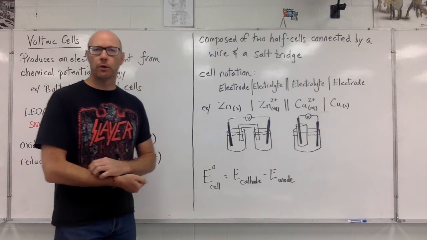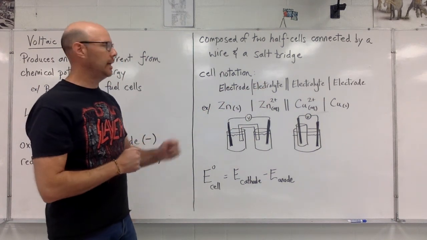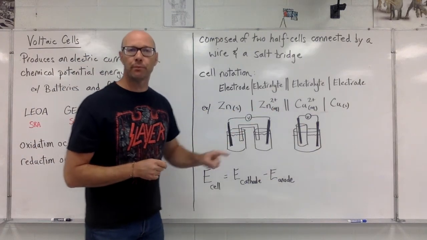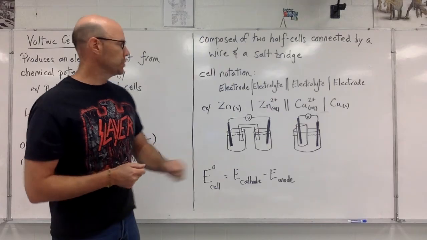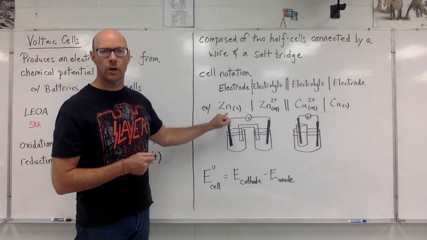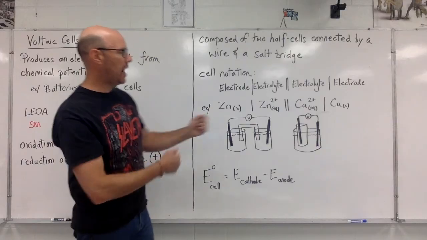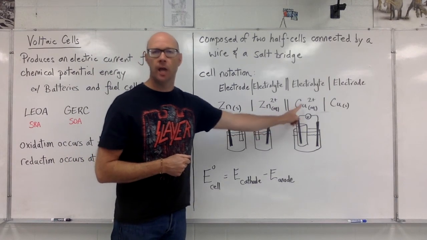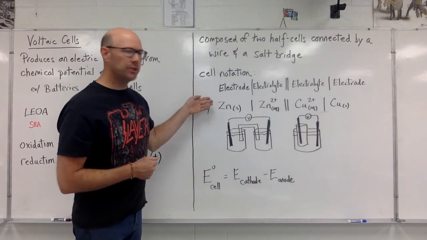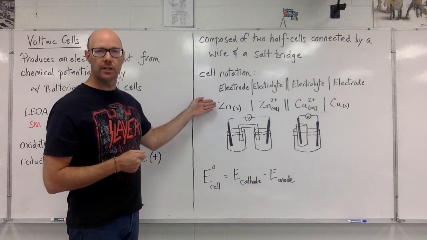We have this notation that we're going to encounter sometimes where the two electrodes, the two solids, are on the outside and two electrolytes in the middle. And this double line here represents the salt bridge. So it would look like this: zinc solid, zinc ions. See how that matches zinc solid, zinc ions on one side? That's one half cell. And the other half cell on the other side of the salt bridge has copper 2 ions and copper solid.